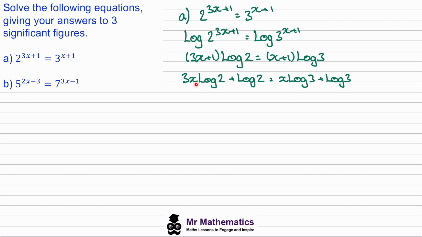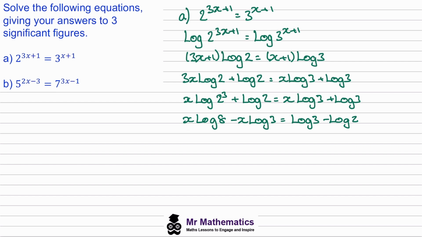And now I can tidy up this term by using the power rule to bring this 3 to the power of 2. So we've got the log of 8. And then we'll move all the x's to one side, so we'll move these over to the left-hand side, and we'll move the constants, so the log 2, to the right-hand side. On this left-hand side, we can factor out the x, and on the right-hand side, we can write this as a single log using the division rule, so this will be the log of 3 over 2.